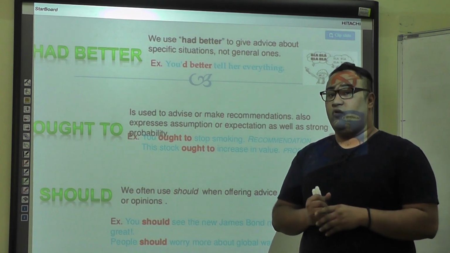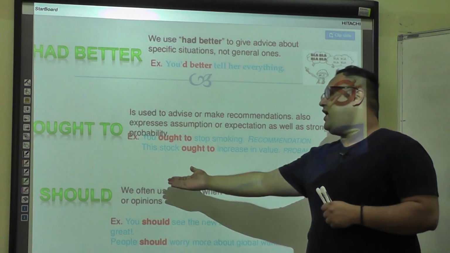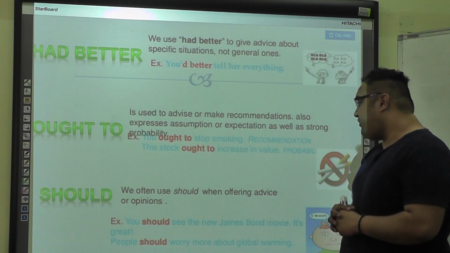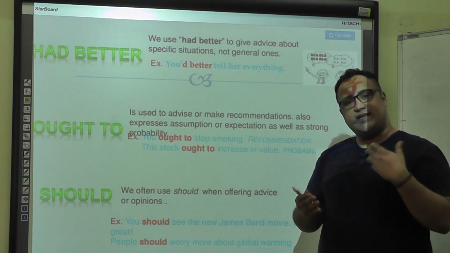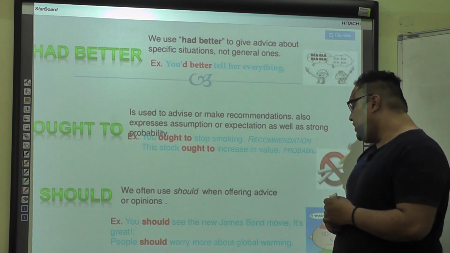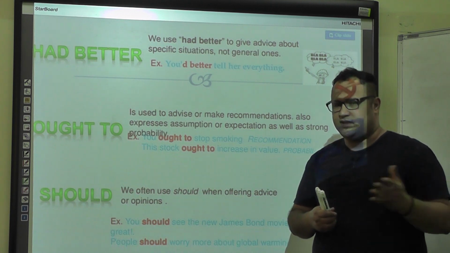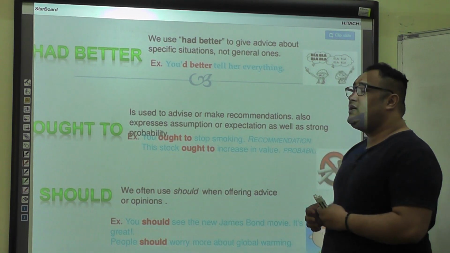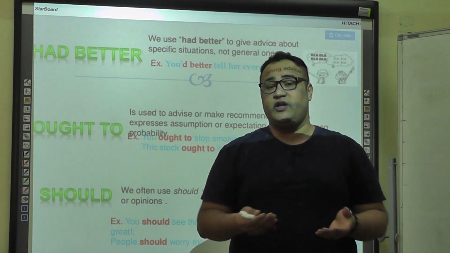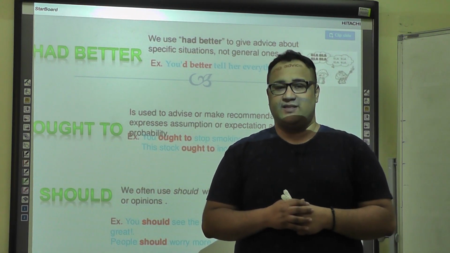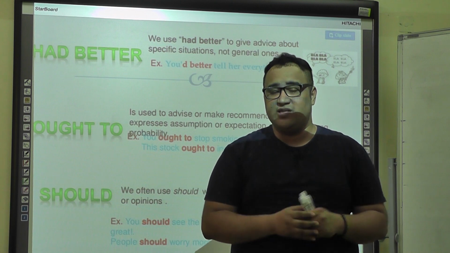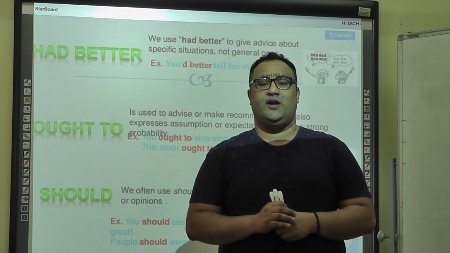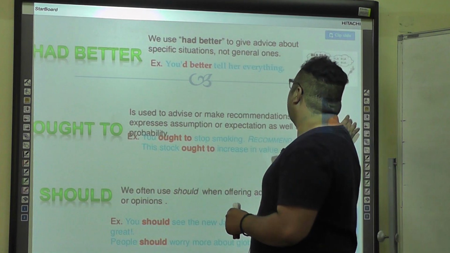Again, a modal for making suggestions. And another one is should. We often use should when offering advice or opinions. For example, you should see the new James Bond movie. It's great. And people should worry about global warming. So these are the different modals and the different uses of these modals. Please take note that we use a different set of modals when we talk of necessity, and a different set of modals when we talk of suggestions.